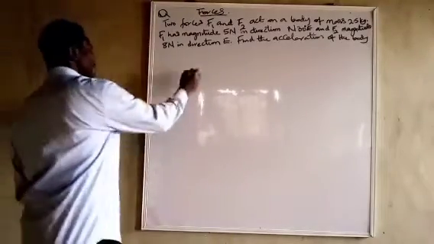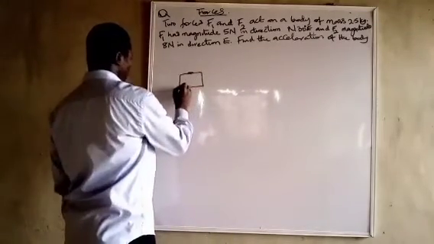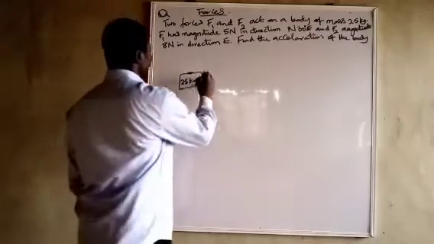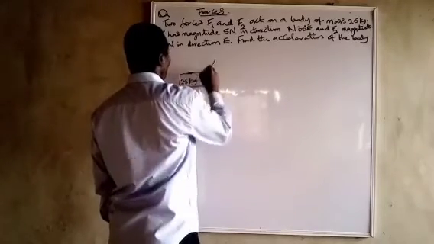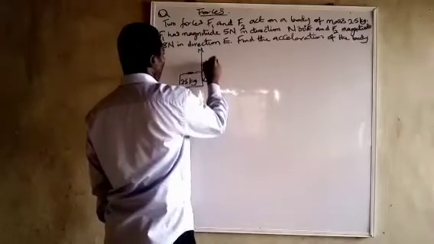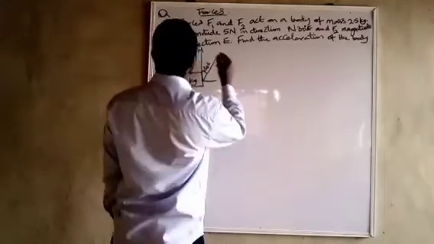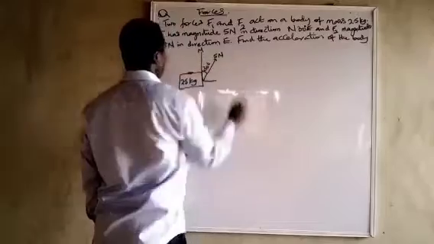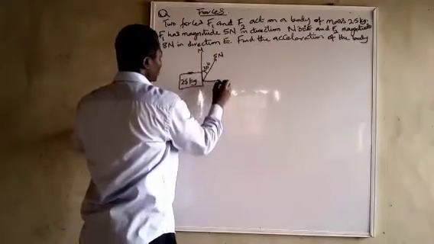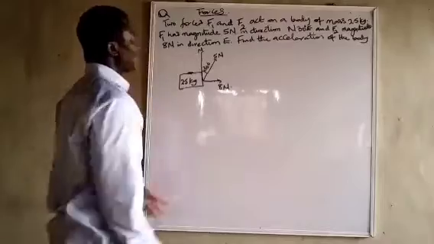Now let's look at it. You have a body like this, 2.5 kg. And we are told F1 acts like this, N 30 degrees E, with magnitude 5 Newton. And F2, 8 Newton in direction east. We are now asked the acceleration.